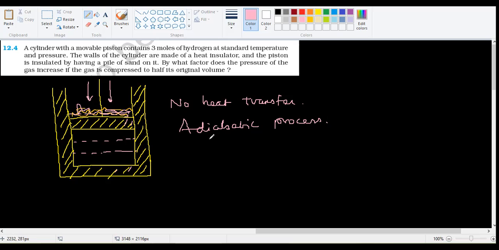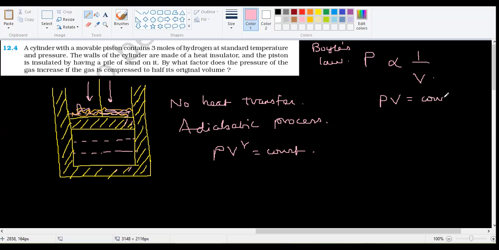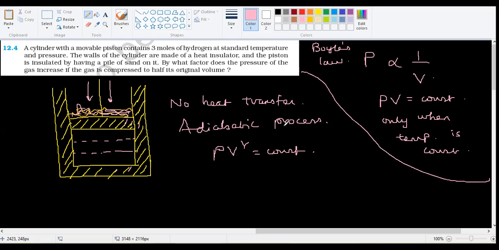Since it is an adiabatic process, I'll be using PV^gamma equal to constant, because you know that the temperature is not constant. The temperature keeps changing. So since the temperature is changing, I should not be using P proportional to 1/V. This is Boyle's law. PV equal to constant is true only when temperature is constant. But how do I know temperature is not constant here? Because it is completely insulated, which means the temperature will rise. So this is adiabatic, not isothermal.